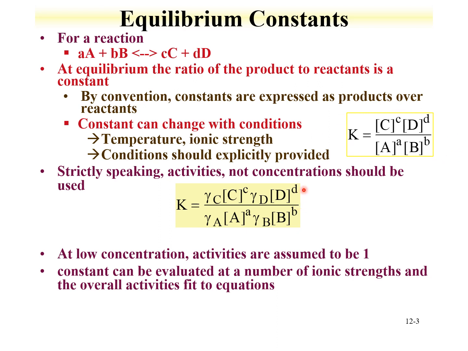One should really use activities, which are listed in this equation here. We have activity coefficients. At low concentrations, activities are assumed to be 1. And what one could actually do to try to evaluate some of these activity coefficients is to examine constants over a range of ionic strengths and fit the activities.